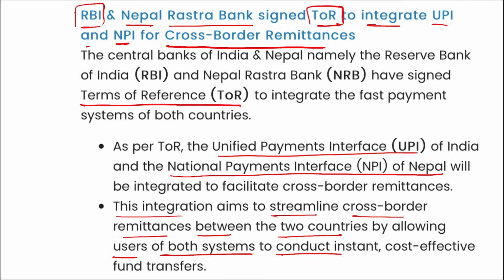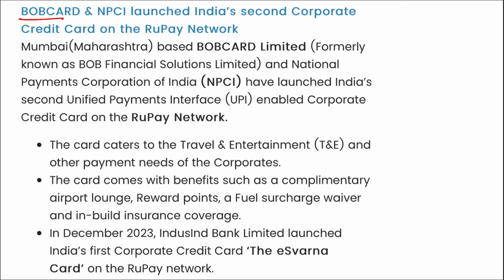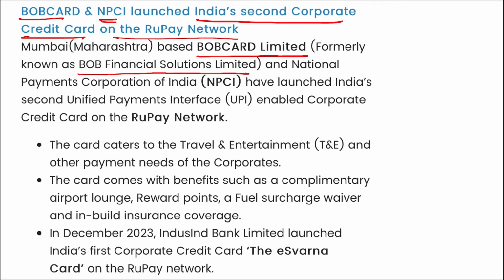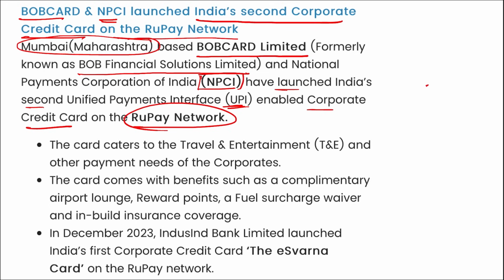Next is Bob Card and NPCI. They have launched India's second corporate credit card on the RuPay network. I repeat, Bob Card Limited, formerly known as Bob Financial Solutions Limited, the Mumbai, Maharashtra based Bob Card, and NPCI, the National Payments Corporation of India, have launched India's second UPI-enabled corporate credit card on the RuPay network. A question can be asked: which organization has launched the second UPI-enabled corporate credit card on the RuPay network? It was launched by Bob Card along with NPCI.